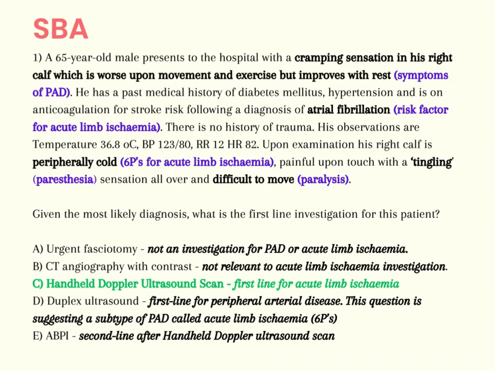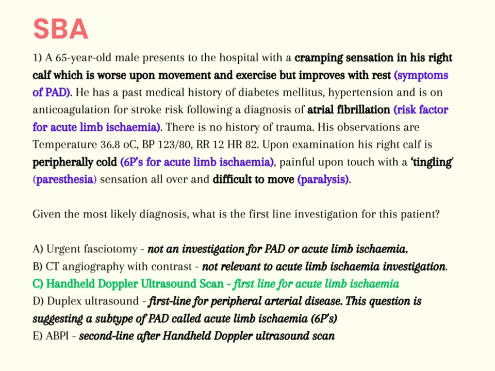So the correct answer is C. This patient clearly has PAD, so they have a cramping sensation, which is worse upon movement but improves or is absent with rest. And the particular subtype is acute limb ischemia because they have the 6 Ps. They're peripherally cold, they're paresthetic, their limbs are paralyzed, and they also have quite a lot of risk factors for acute limb ischemia, such as the atrial fibrillation.